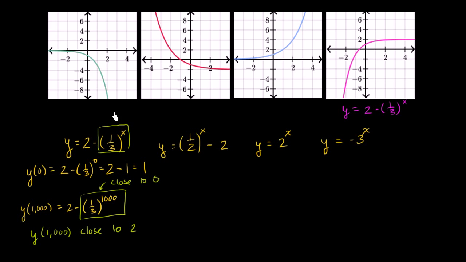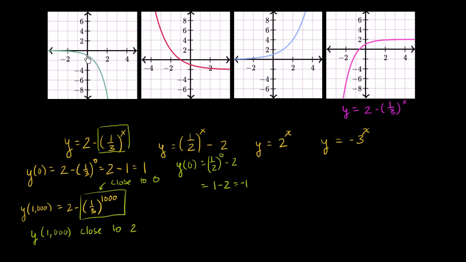Now let's think about this function right over here. So here we see y is equal to 1/2 to the x minus 2. So we could first of all just think about what y of 0 is. y of 0 is going to be 1/2 to the 0 power minus 2, which is equal to 1 minus 2, which is equal to -1. So both of these would be candidates for this function right over here.